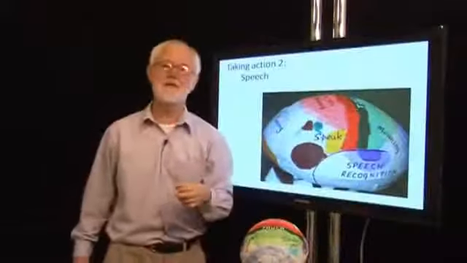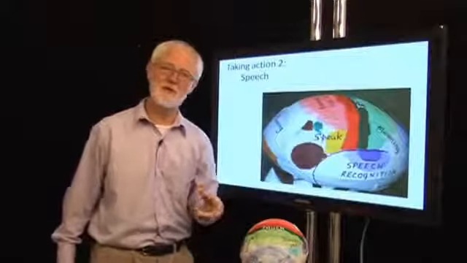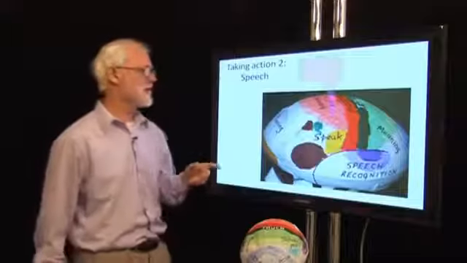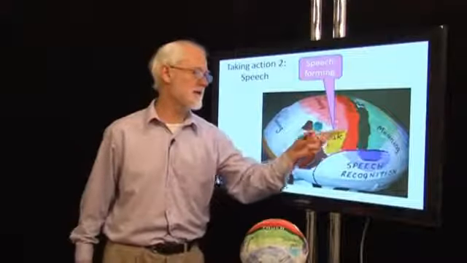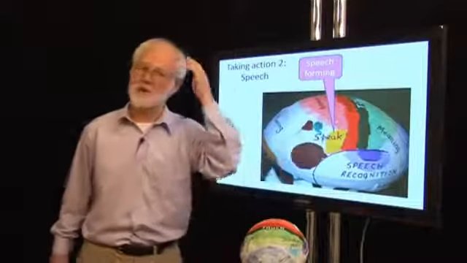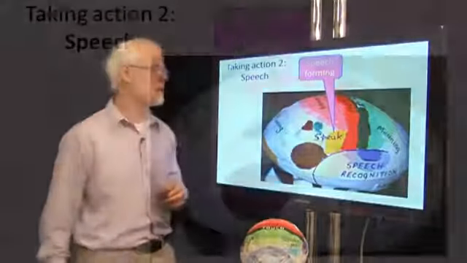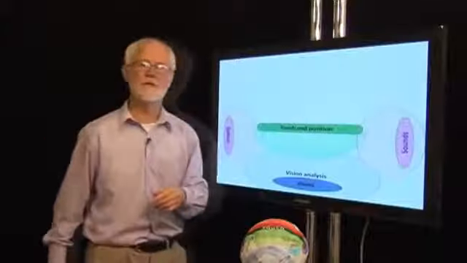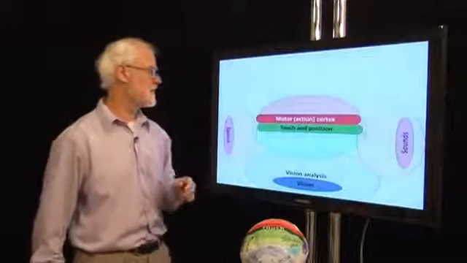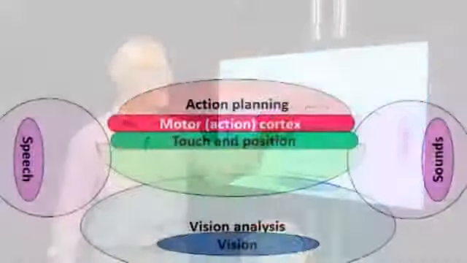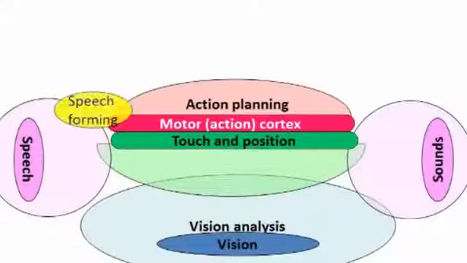There's a second important kind of action which humans do, which is speech. And this has a special area right next to the motor cortex here, generally speaking on the left-hand side of the brain. We can add these two areas to the diagram. So the motor strip and action planning is just in front, and speech is formed here on the left.